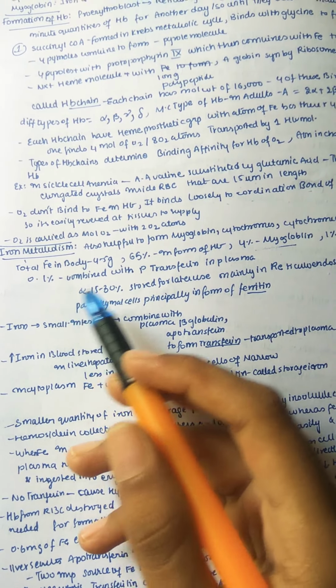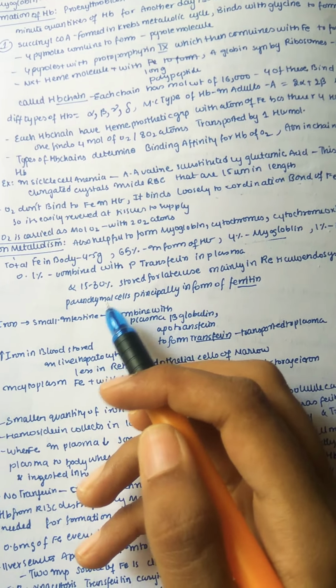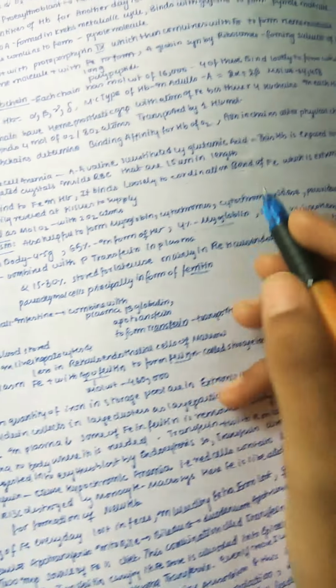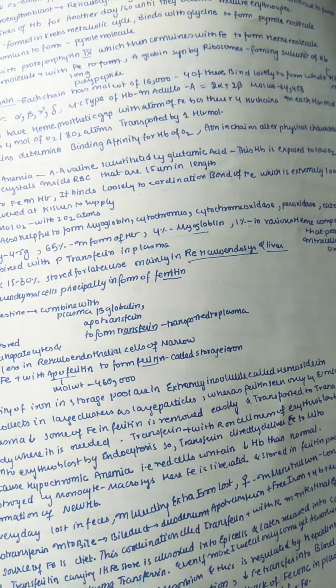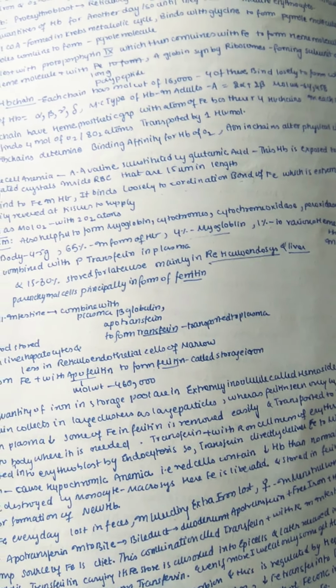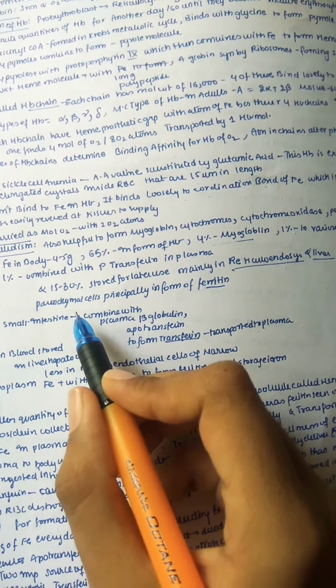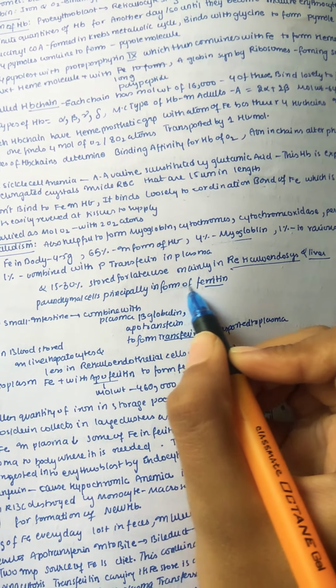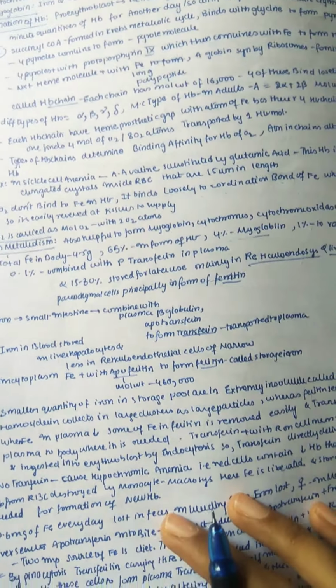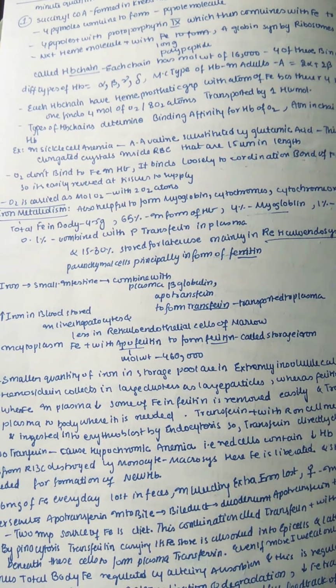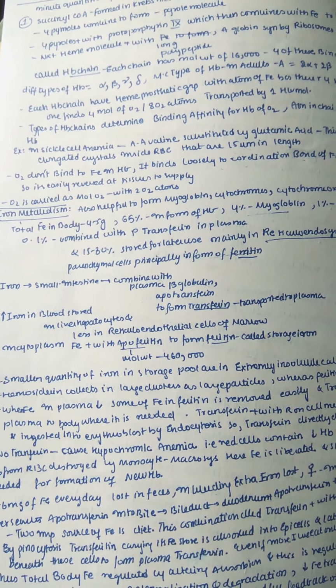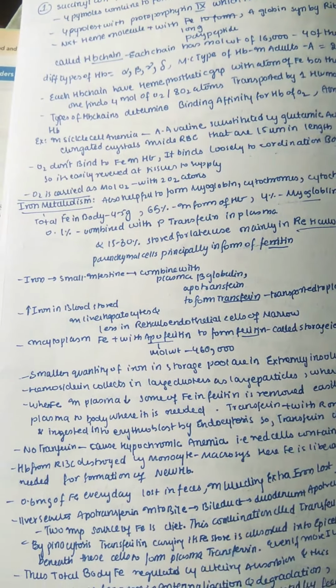And 15 to 30% is stored for later use, mainly in the reticuloendothelial system and also the liver. So in the liver and reticuloendothelial system our iron is stored, and the parenchymal cells principally help in the formation of ferritin. We know many proteins are formed from the liver, and similarly the ferritin protein is formed from the liver.